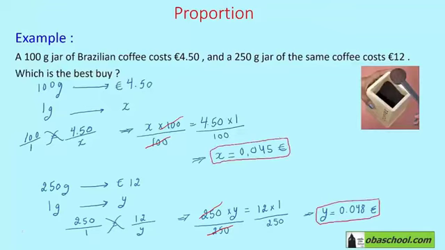X is 0.045 while Y is 0.048 pounds. So basically, X is our best buy since it costs less per gram.